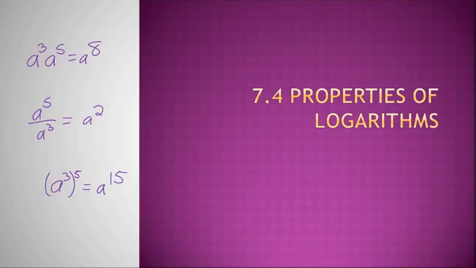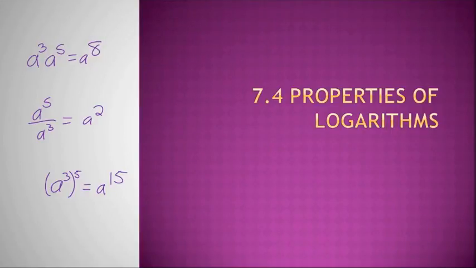A to the third power times a to the fifth power. The trick there is you add the exponents, you get a to the eighth power. The second property, when you divide a to the fifth by a to the third, you don't actually divide anything. You really just subtract the exponents, making that 5 minus 3, which is a squared. And then the last property, related to a to the third to the fifth power, you can multiply those exponents, you end up with a to the 15th.